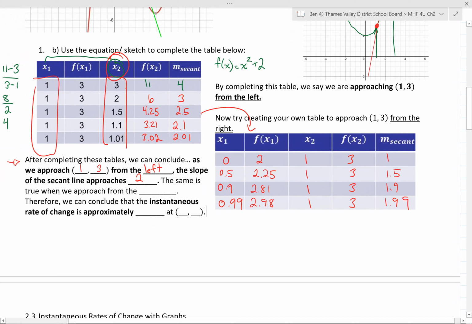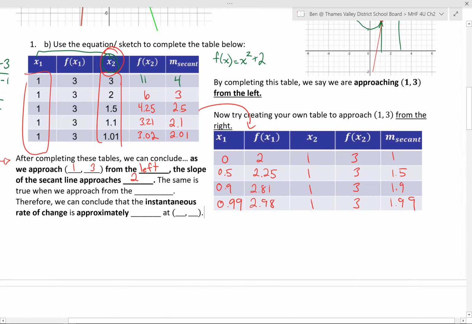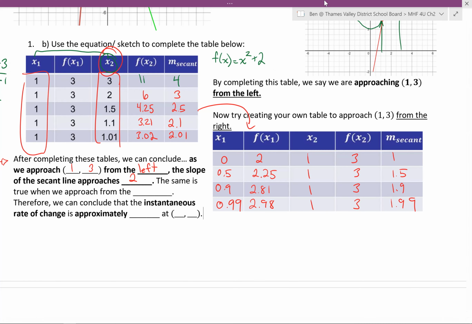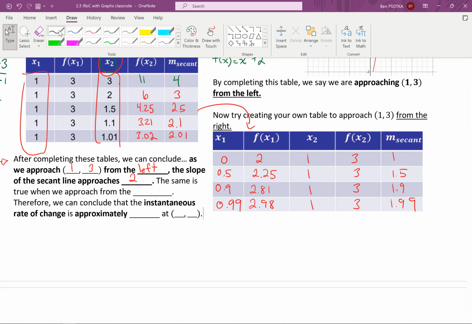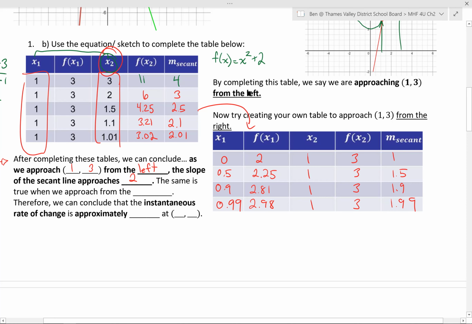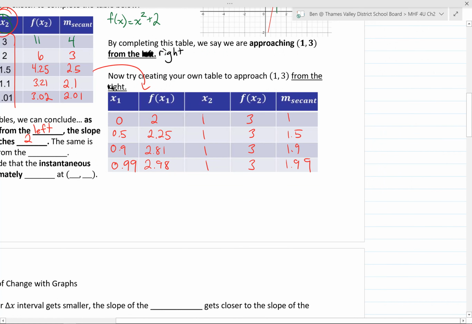And folks, I'm sorry. It looks like I confused myself a little bit here with our first table. I am going to leave this in because we all make mistakes. Our first table was approaching from the right, because our points x2 are all greater than x1. This time we're approaching from the left.